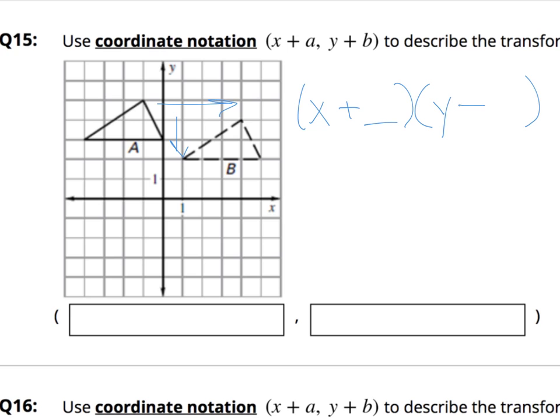So you simply need to figure out how many units they're moving. What you do is just pick one point. I'd pick this guy right here. And then count. How far did they go over? That's your x. And then how far did they go down? That's your y for coordinate notation. And then make sure you type that in down here. So it's going to be x plus or minus something, y plus or minus something down here.